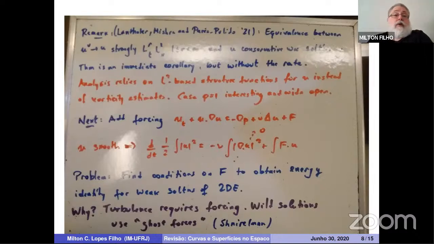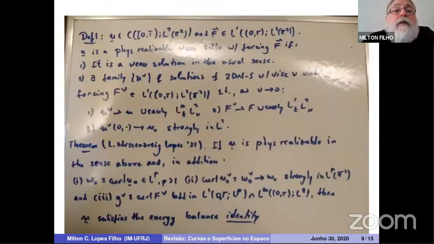And why would we care? Well, first, turbulence requires forcing. If you want small scales, you have to force the flow. So from the point of view of applications, it's a very natural thing to want to include. And second, wild solutions can be interpreted as using what De Lellis and Székelyhidi called ghost forces to produce the weak solutions. So which ghost forces don't work is what we are aiming at in the background. What kinds of constructions will not lead to wild solutions? That's what we're looking at.